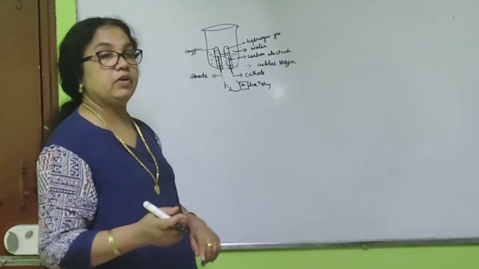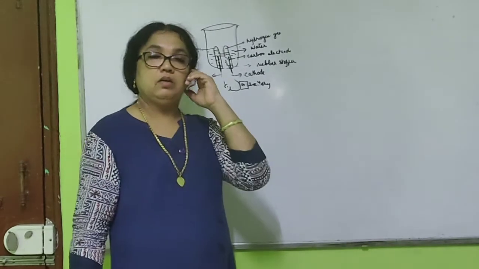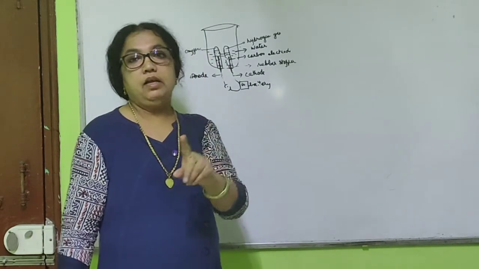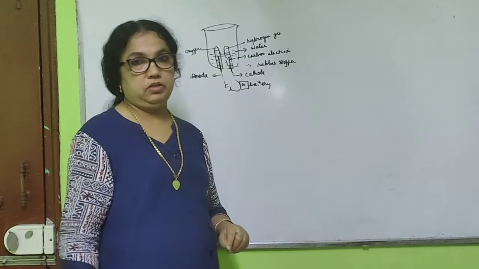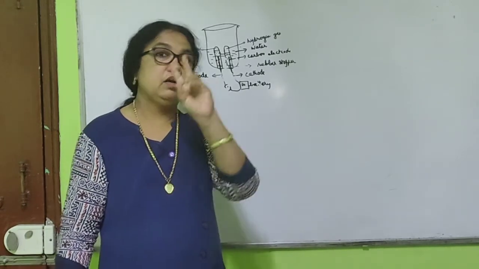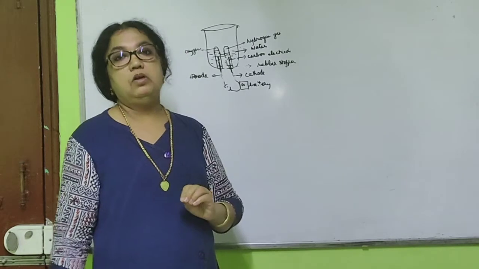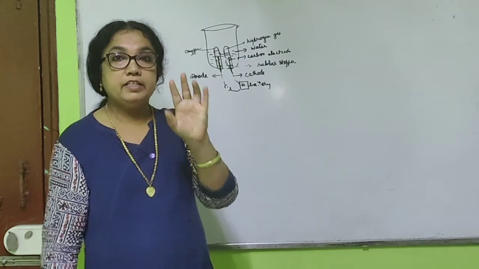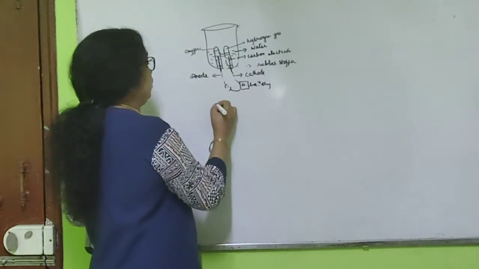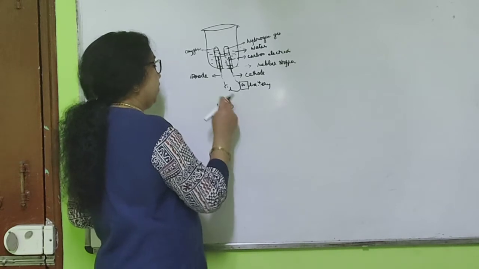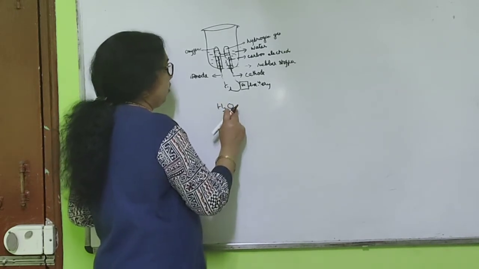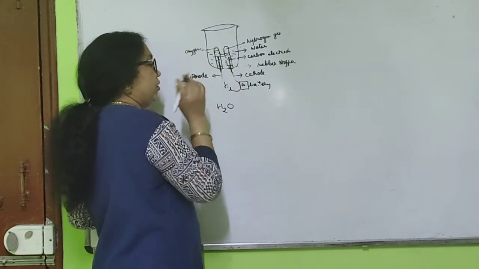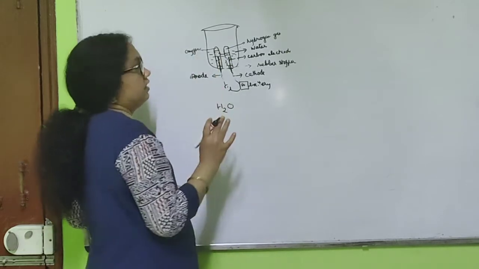What will be the reason for this? We know that water is H2O, meaning two atoms of hydrogen combined with one atom of oxygen. So for one atom of oxygen, there are two atoms of hydrogen. The volume is also like that: whatever volume of oxygen we get, we get double that of hydrogen.